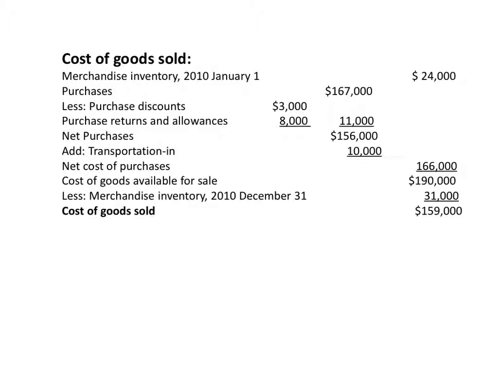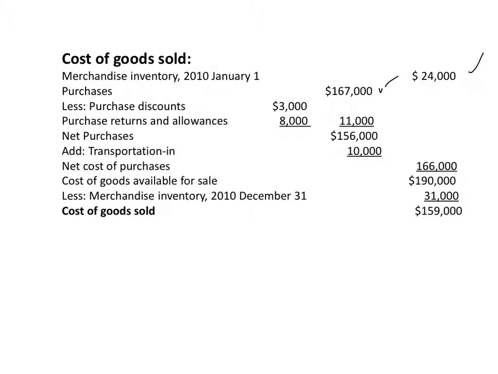So now, to put it all together, the second section of the income statement for a merchandise company is the cost of goods sold section. And if we're on a periodic inventory system, as we've been discussing, then this is how we would put it together. We begin with the merchandise inventory at the beginning of 2010, which is the ending inventory of 2009. To that, we add all the gross purchases we made during the year. We debited the purchases account for $167,000.